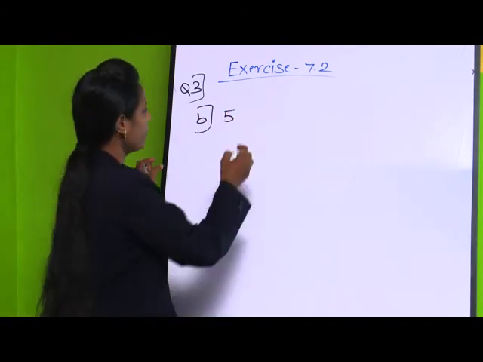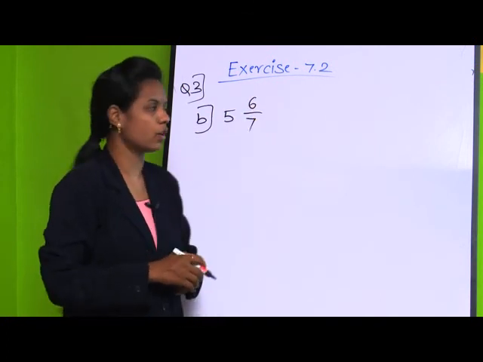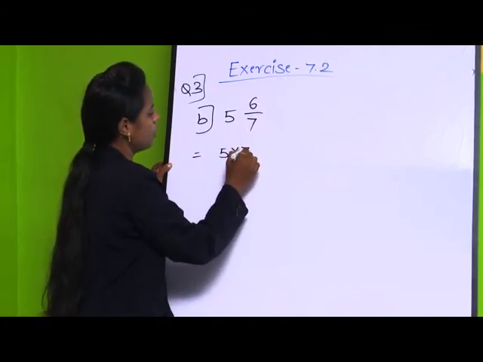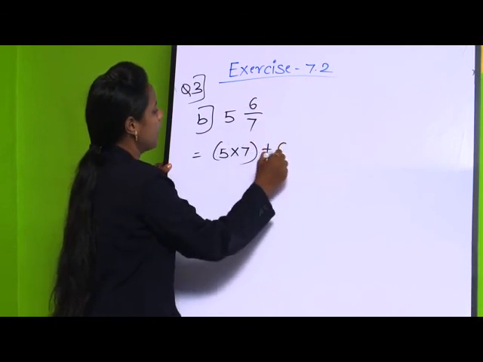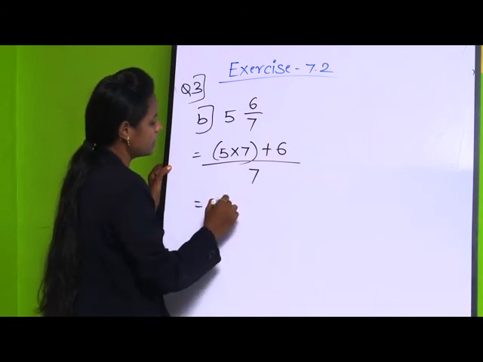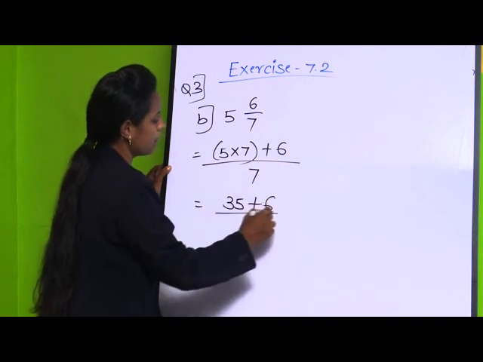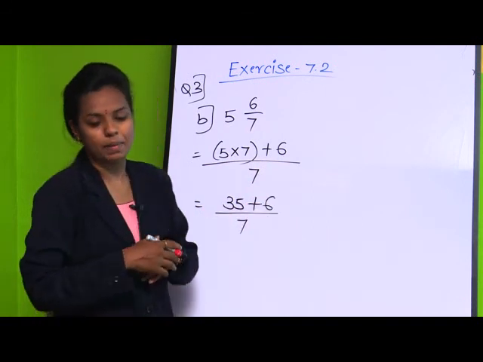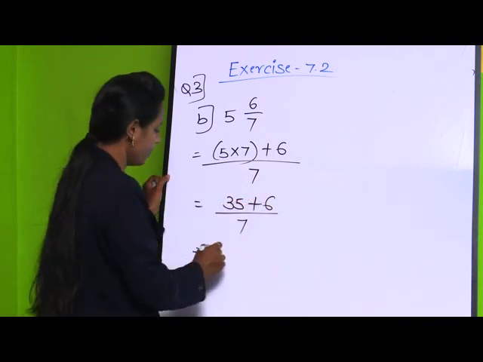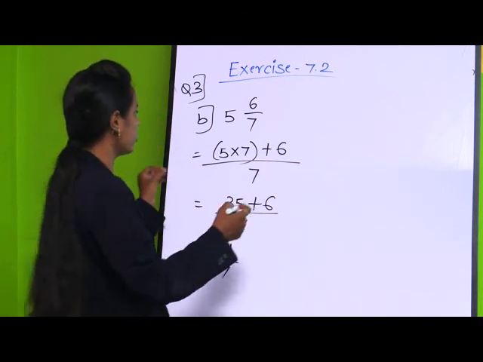We have 5 6 by 7. Okay. See the step, the denominator will be multiplied by the whole number and the numerator will be added, that is 5 into 7 plus 6 by 7. 5 7s are 35 plus 6 by 7. Okay. 35 plus 6 is 41 by 7. Okay. We will solve one more example.